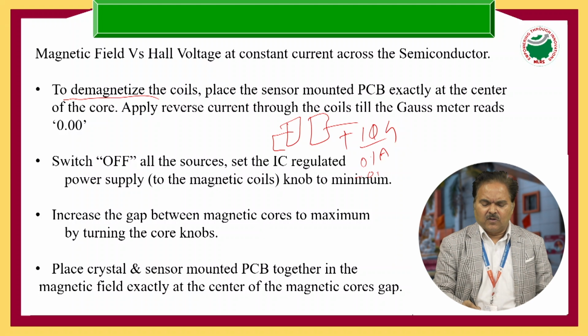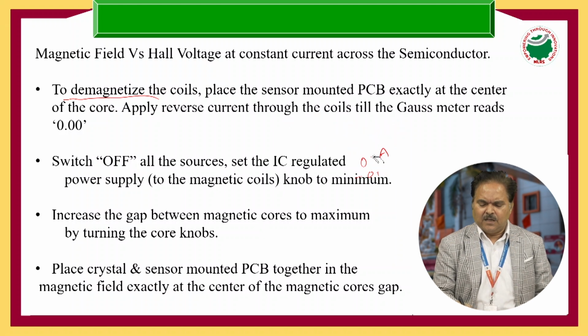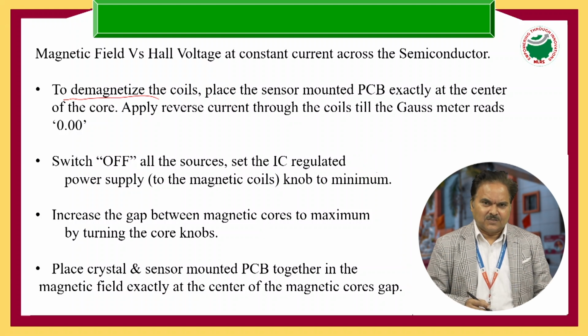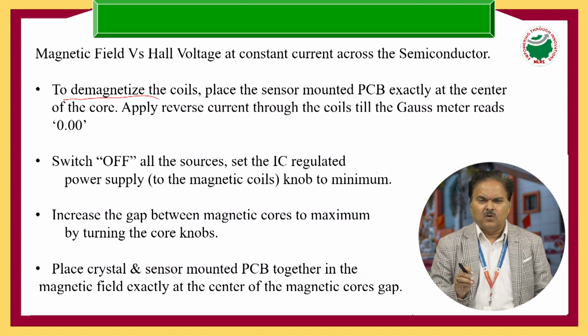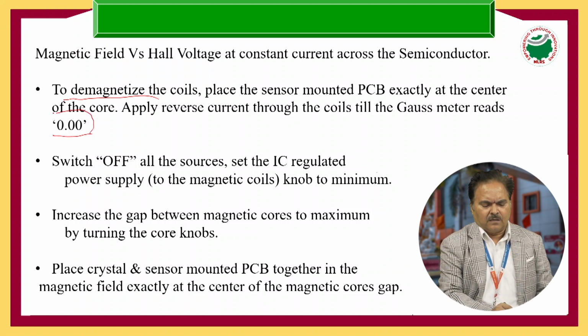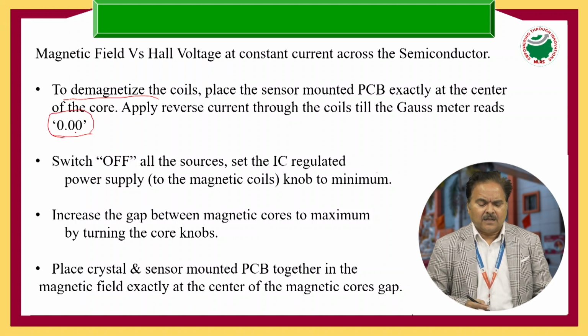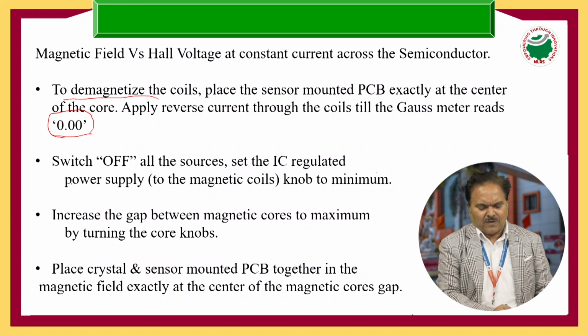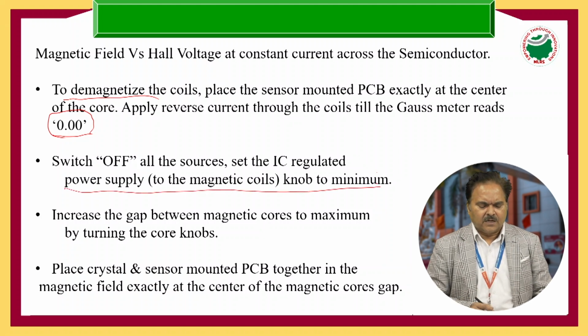Then on that gauss meter, if you see a zero count, it is already demagnetized. If no current is passing through the electromagnets, you won't get any magnetic field. So that's the basic idea. Before you start going to your real data, you have to make sure the electromagnets are demagnetized. Then we can switch the power supply on or off; it is a regulated power supply.